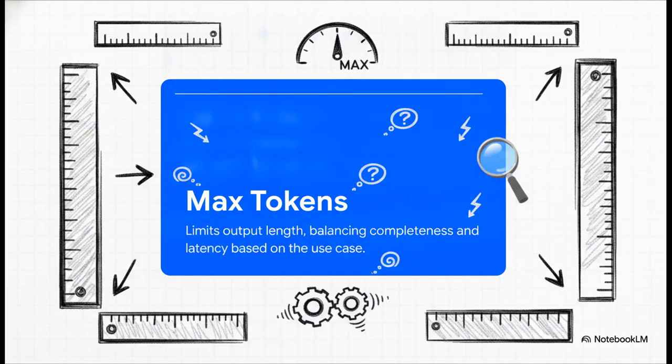Now, right alongside that, you have another layer of control, and that's max tokens. While temperature is controlling the style of the output, max tokens, well, they control the length. It sets a hard limit on exactly how long the generated output can be. And again, you are managing a trade-off here. You're making sure the answers are complete enough to actually be useful, yet short enough to avoid unnecessary latency. You're essentially sculpting the final output to perfectly fit whatever your user needs.